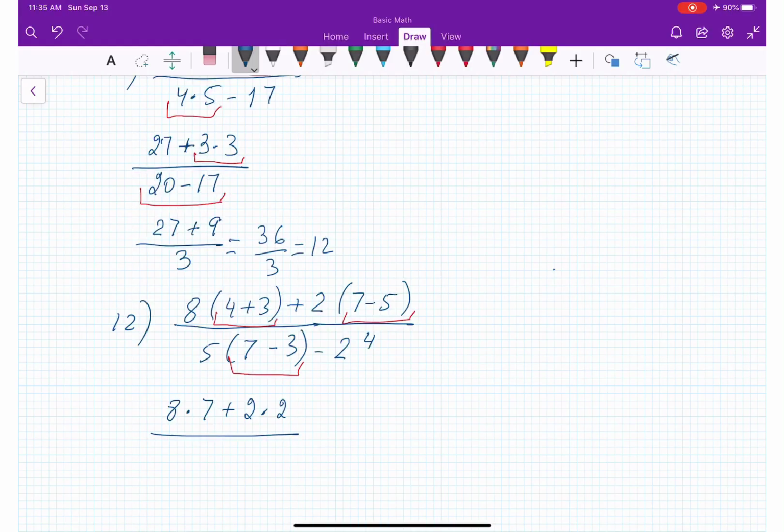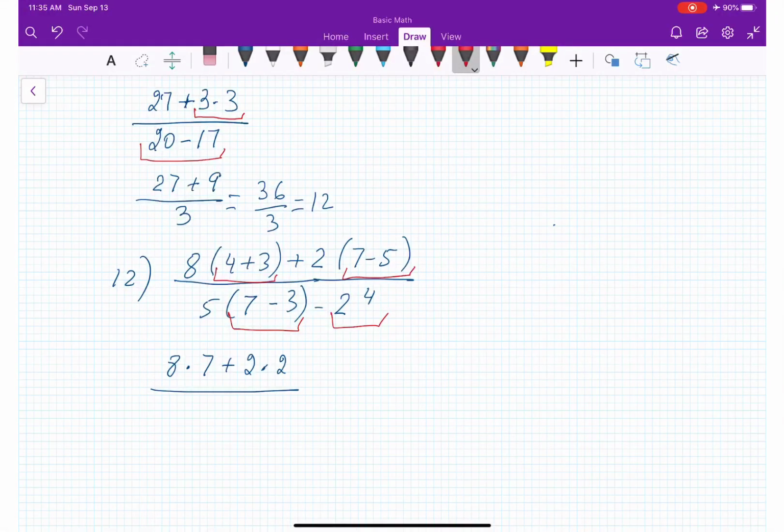Next. Oh, we have here this 2 to the power 4. I can do this 2 to the power 4 also at the same time, because they don't depend on each other. It's two separate operations, and then we are going to combine. So it's going to be 5 times 7 minus 3, it's going to be 4, and minus 2 to the power 4, it's going to be 16. See how much we simplified right away.